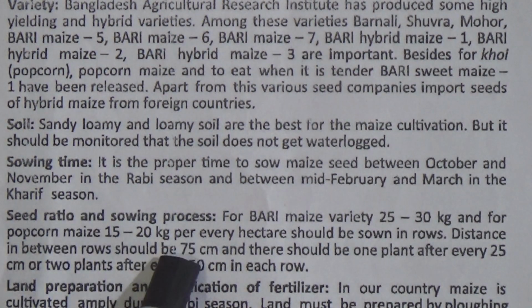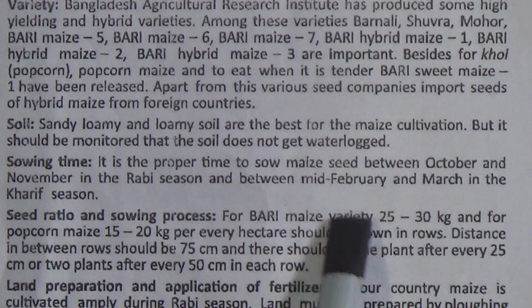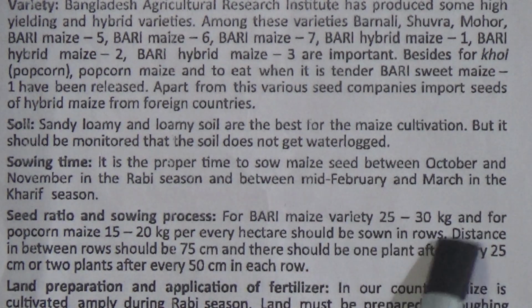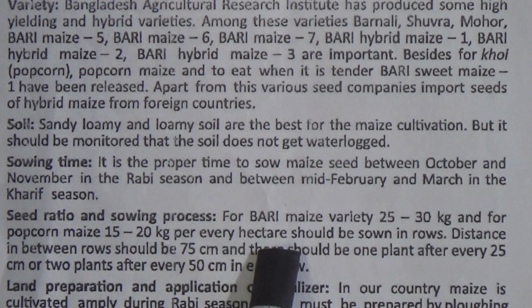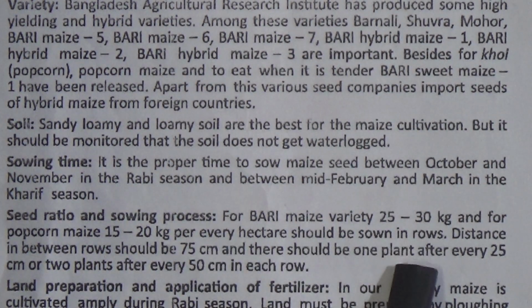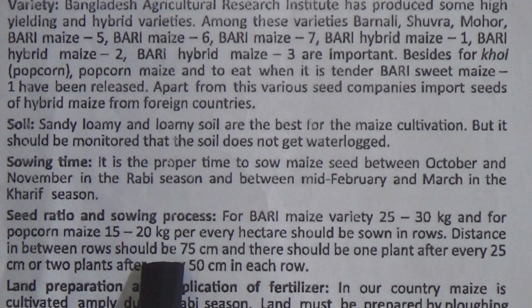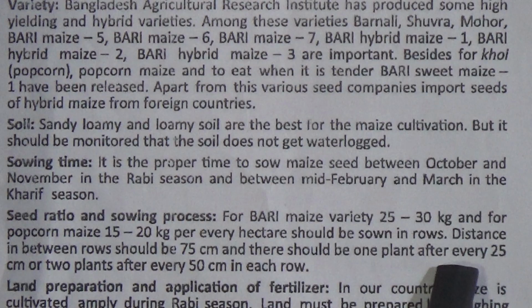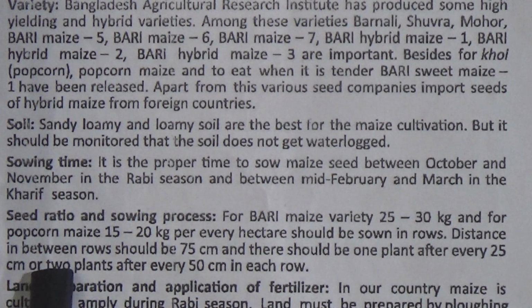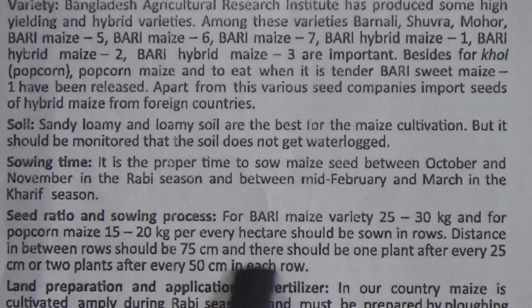Seed ratio and sowing process. For barley maize variety 25 to 30 kg and for popcorn maize 15 to 20 kg per every hectare should be sown in rows. Distance in between rows should be 75 cm and there should be 1 plant after every 25 cm or 2 plants after every 50 cm in each row.